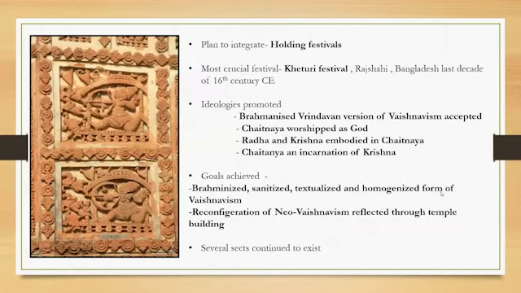So, to integrate the different sects, the plan devised was to organize festivals. The most important of the several festivals was the festival at Kheturi in Rajshahi district of Bangladesh. This festival was organized in the last decade of the 16th century. According to Tony K. Stewart, what the festival of Kheturi achieved was, and I quote, "the new Gauriya Vaishnava tradition was fixed into its current form."